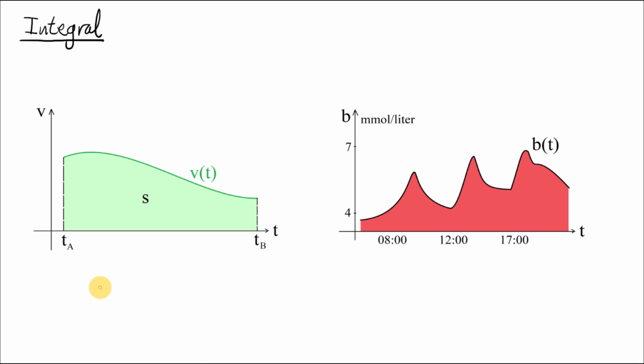Sometimes it can be of interest to calculate the area under a curve. For example, here is the speed of an object given as a function of time. Then if you calculate the area under the curve, you give the distance the object will travel. Or here, for example, you have a blood sugar level. So for a diabetes patient, you want to keep this area under the curve not too high.